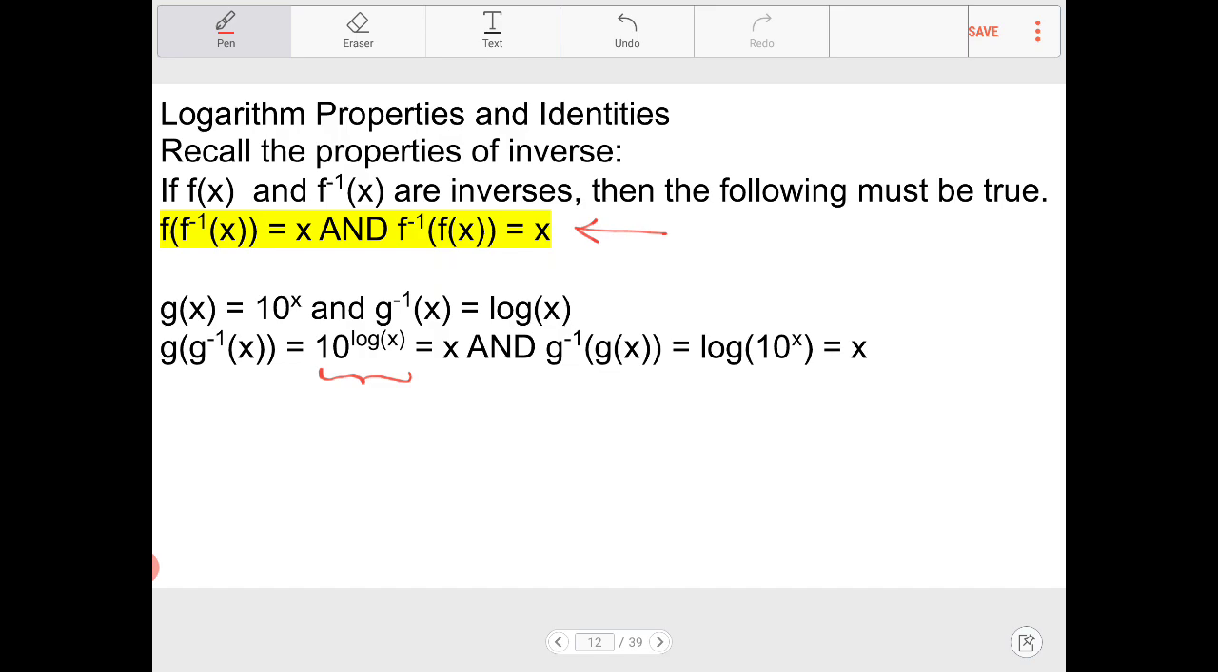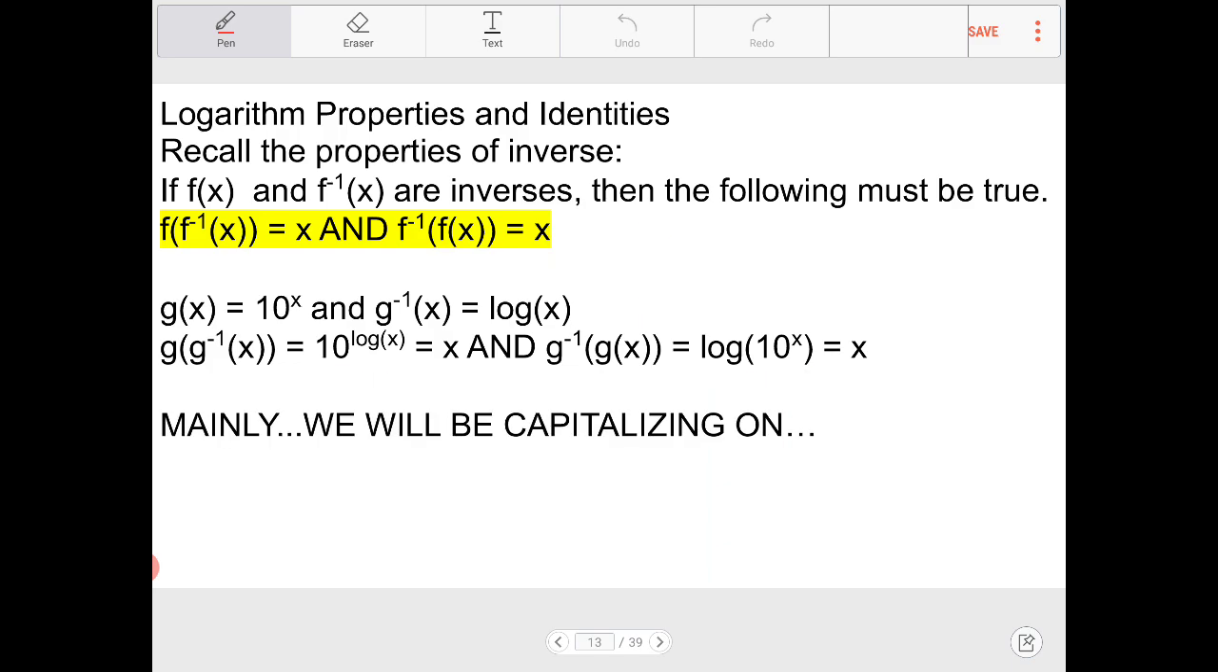And conversely, going the other way, we can also take log of 10 to the x, and this, again, as abstract as it may appear, it too will equal x. And these two ideas are the main ideas that we are going to be capitalizing on. And these ideas are going to spring up in the next 3 derivations that I'm going to do in this video. All right, so we recognize these to be the identities. We recognize from the previous slides those identities.